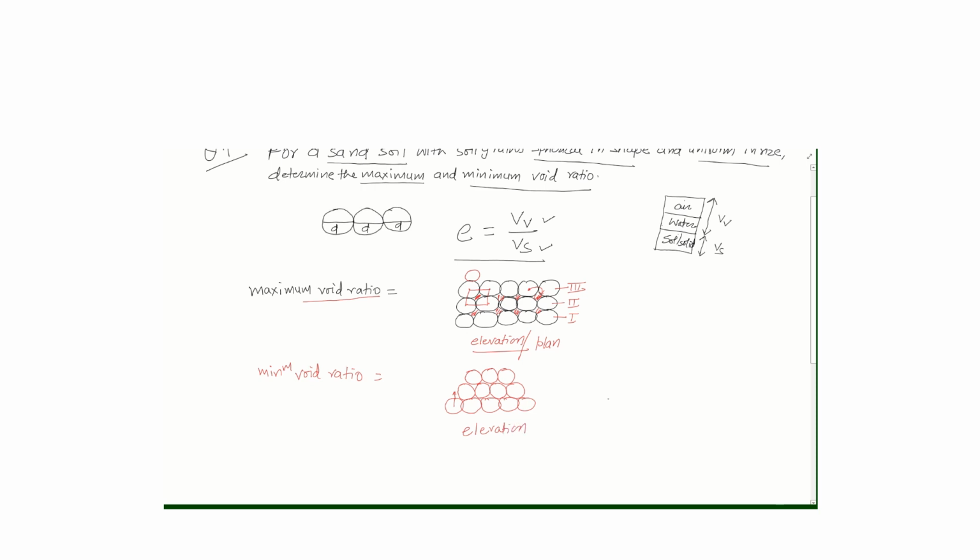In plan you will find that the figure is going to look like this. Suppose I am drawing one soil grain here, so I have drawn the first layer. So this is the configuration of the first layer.